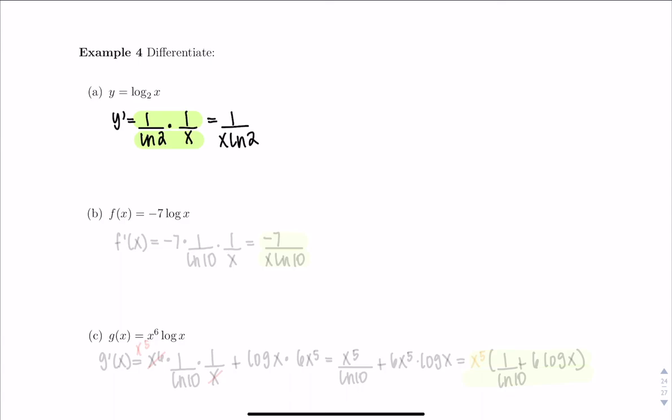For the second part, this -7 is kind of just hanging out up front. And then we're going to follow the same rules we have been. This is 1 over ln. Again, we have that common base, so that's 10, times 1 over x. And so we can simplify this to be -7 over x ln of 10.